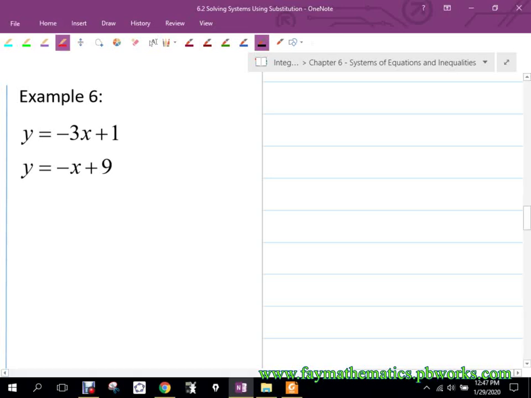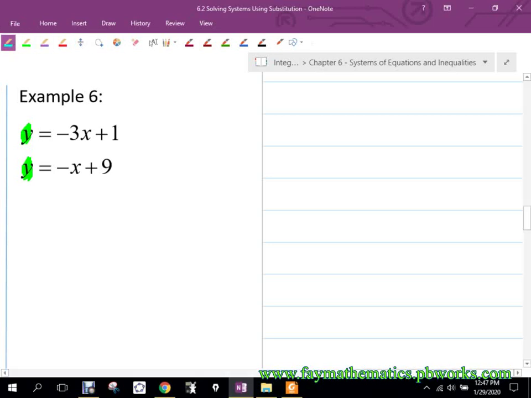All right, so here we go. We've got example 6. This is like the first example we did yesterday. These should be the substitution problems that you look for. These should be kind of our favorite ones to interact with, when they both have y solved for, okay? They both have y solved for.